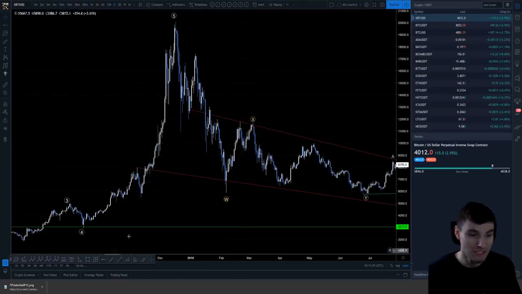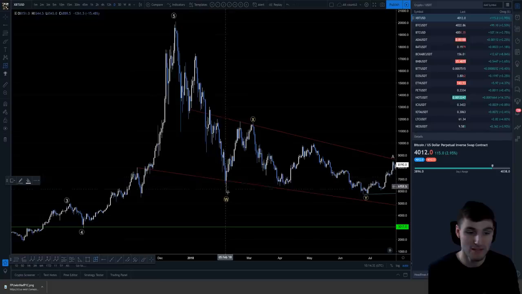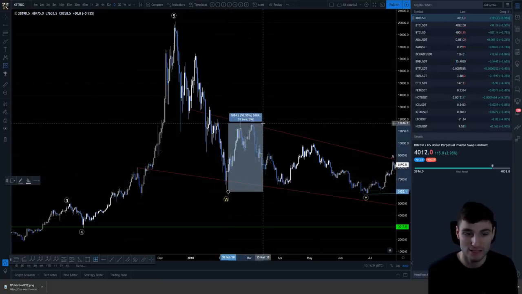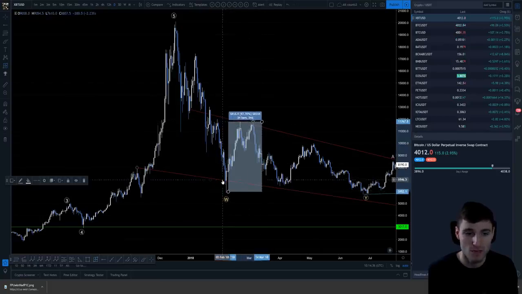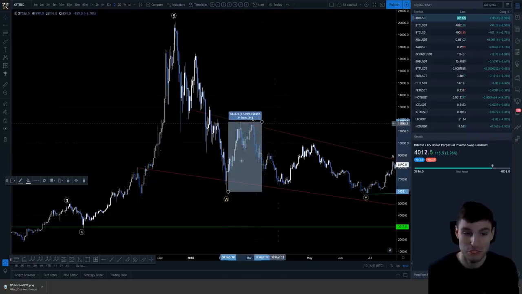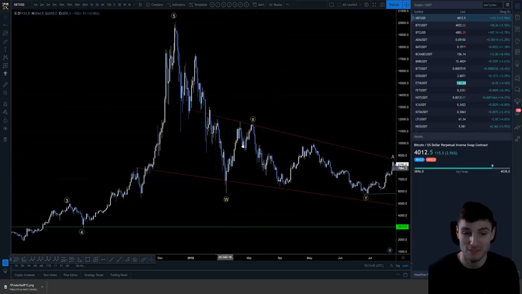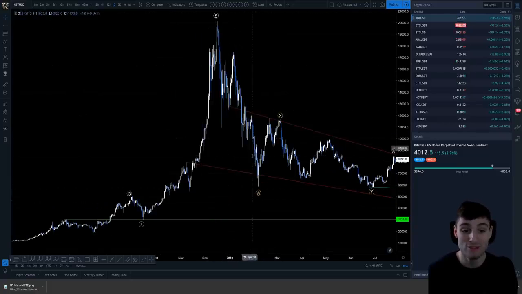I would just like to say that buying here was actually very nice, because it did give you over 100% gains from the bottom to that top. You're looking at around 97% gain. So nothing to be smirked at. That's obviously a very nice gain. So there you have the W, then you've got an ABC in the X.